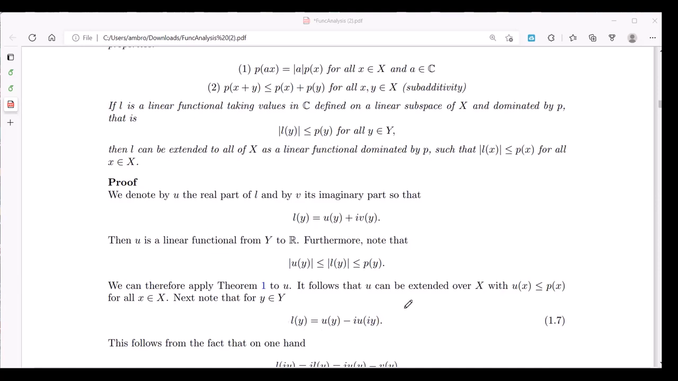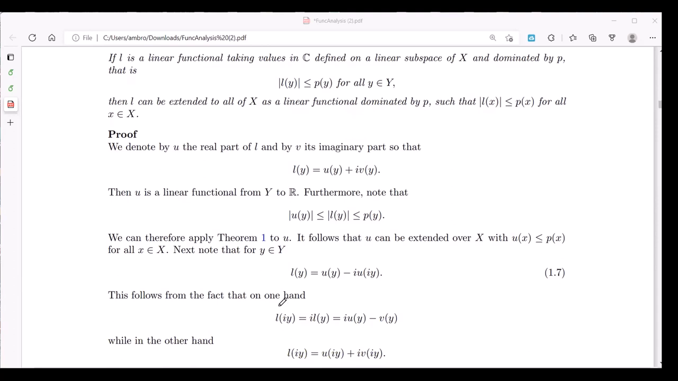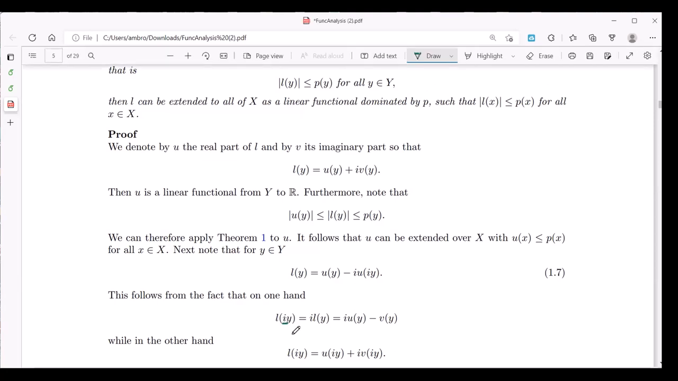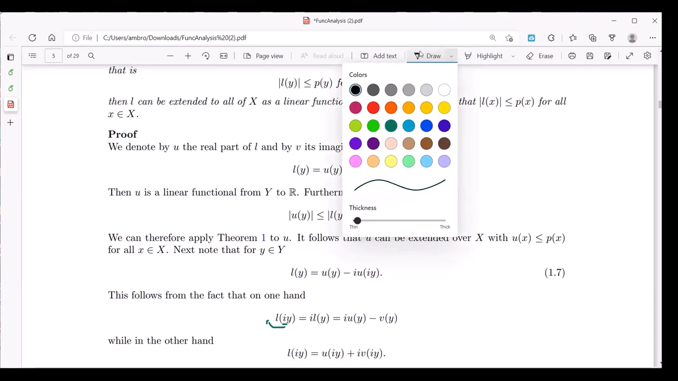But now you have this equality. In fact, to define L, you can define it without V. You have L of y equals U of y minus i times U of iy. And why is that? So L is a linear function, so I can take this i out. When I take it out, I obtain L of iy equals i L of y. But now, if I do the computation, i L of y, so if I multiply by i here, I get i U of y.